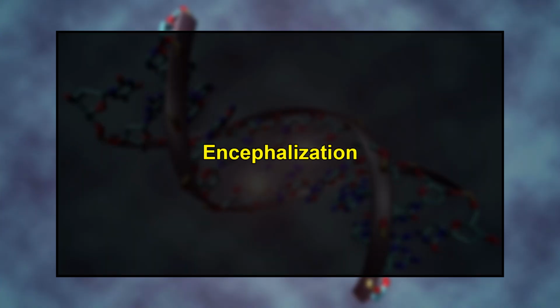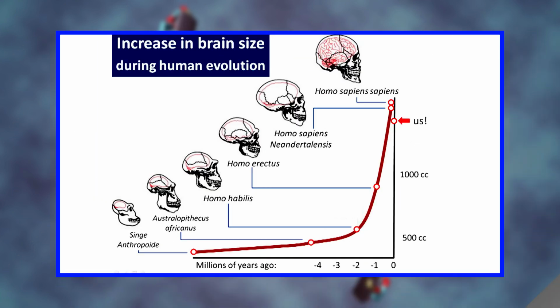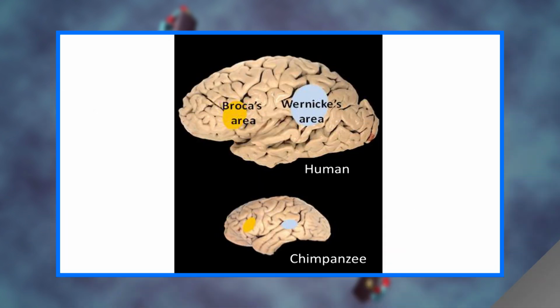Dear students, let's talk about the encephalization. The human species eventually developed a much larger brain than that of other primates, typically 1330 cubic centimeters, that is 81 cubic inches, in modern humans. Nearly 3 times the size of a chimpanzee or gorilla brain.